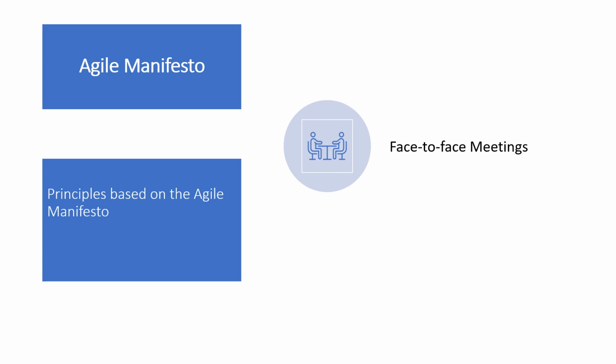The most efficient and effective method of conveying information to and within a development team is face-to-face conversation. It means that communication is more successful when development teams are co-located and talk to each other face-to-face. Working software is the primary measure of progress. It means that delivering functional software to the customer is the ultimate factor that measures progress.